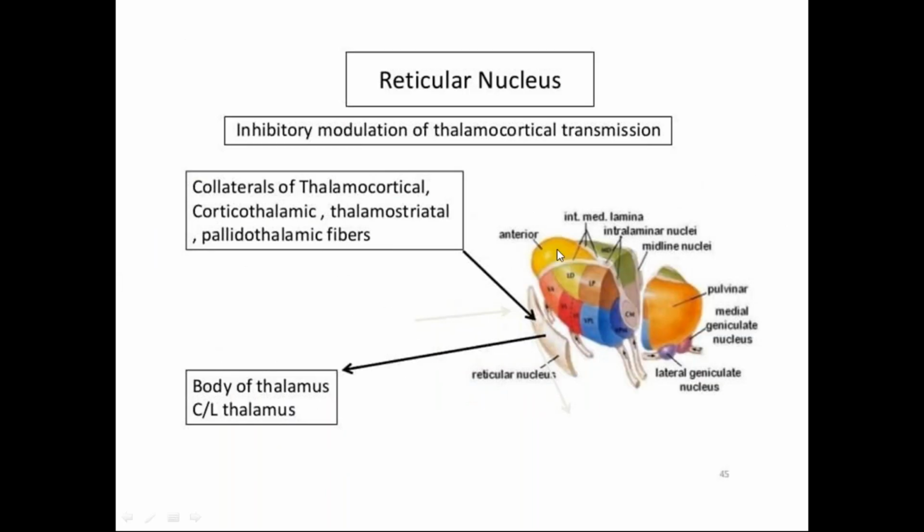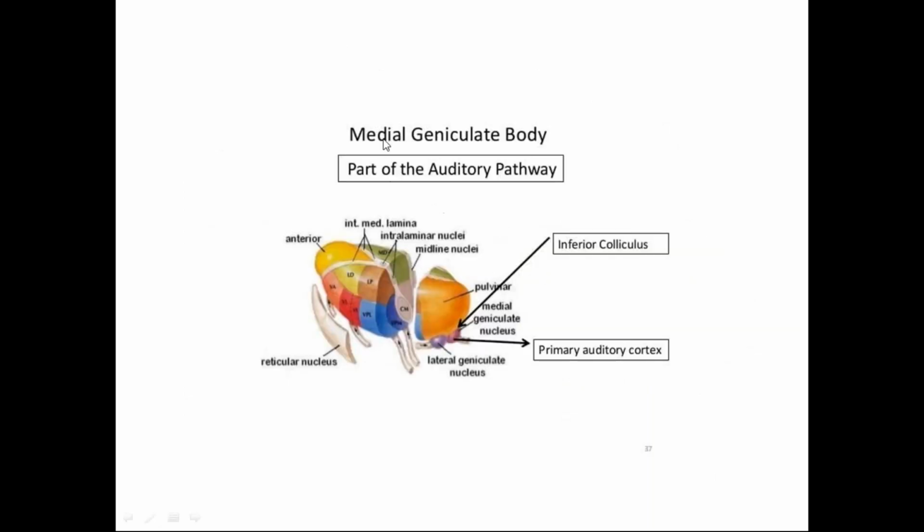I'm not going to go much into the reticular formation, because the reticular formation is getting nuclei from the thalamocortical, corticothalamic, thalamostriatal, and pallidothalamic tracts, with inhibitory modulation of thalamocortical transmissions. So it causes inhibition of all the thalamocortical pathways which are going from the thalamus to the cerebral cortex.